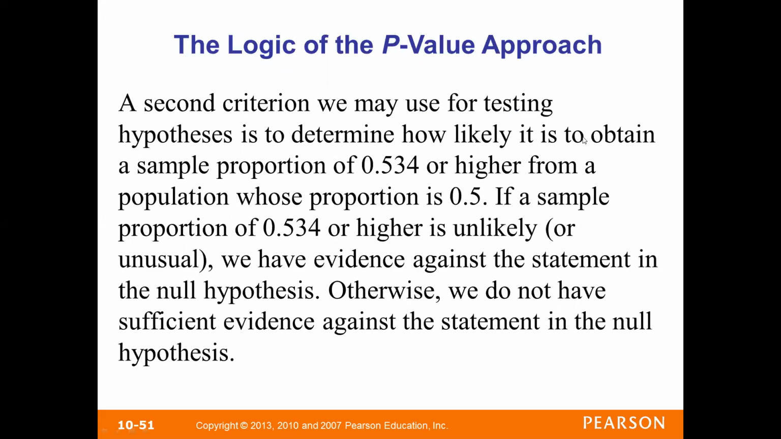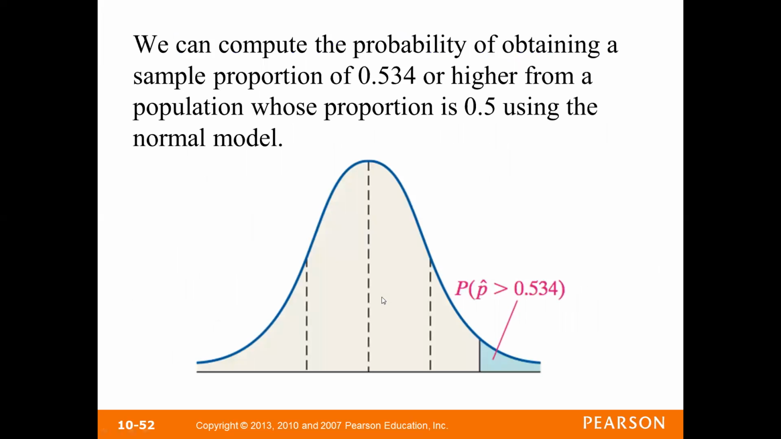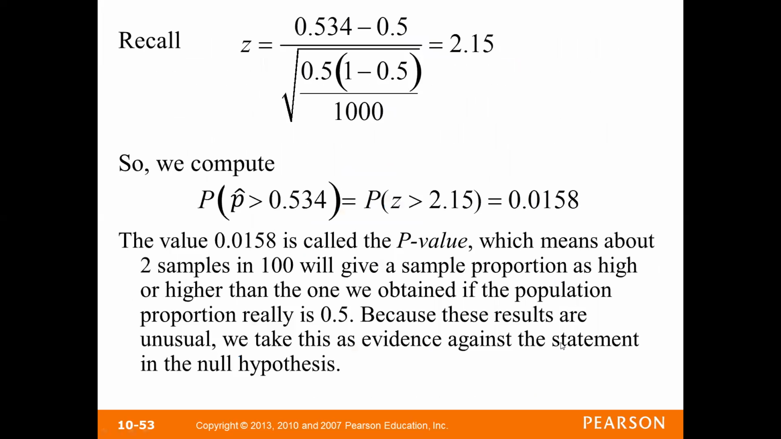Another approach would be to look at the actual z-score that we get and compute the probability of seeing that z-score, and then use that to determine how likely it is, or if it happens a small amount of the time. In this case, if I look at 0.534, it actually has a probability of 0.0158. So the probability of being greater than 0.534 is 0.0158. So we only have a 1.58% chance we would have seen our sample proportion or something higher.